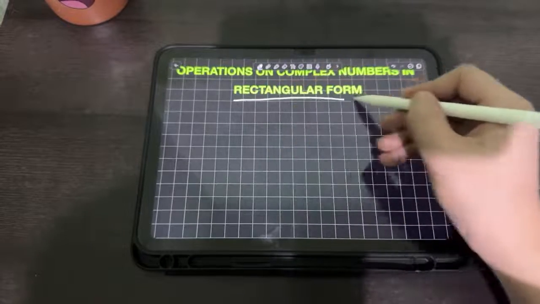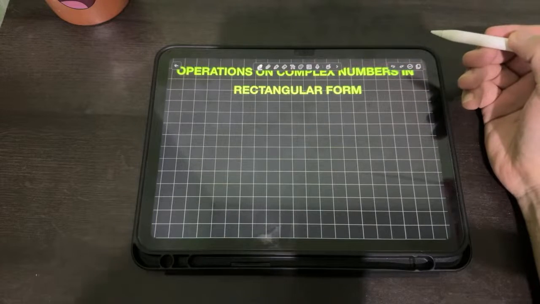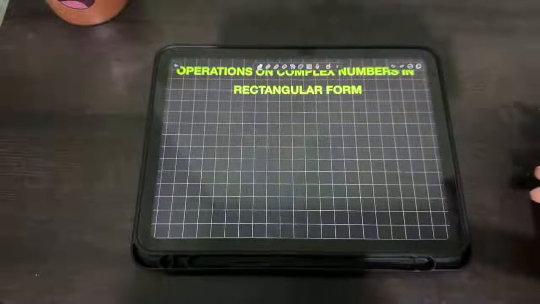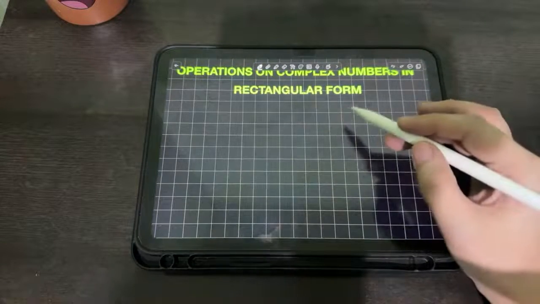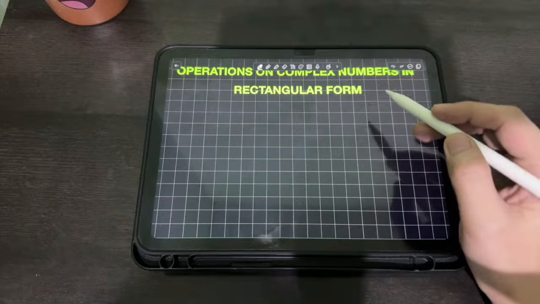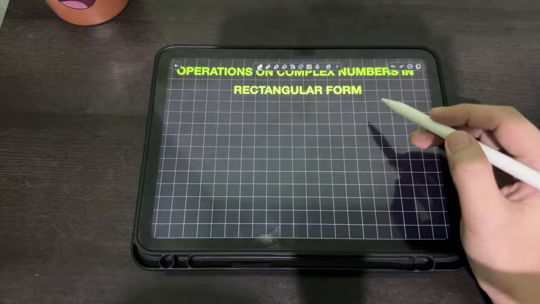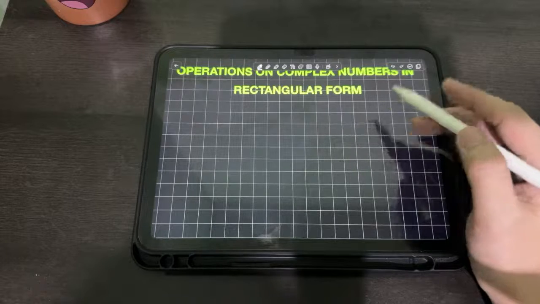Take note, we will just be performing operations in rectangular form first because complex numbers can have different forms. It can be written in rectangular form. It can also be written in polar form or in exponential form. So let's give the representation of complex numbers in rectangular form.